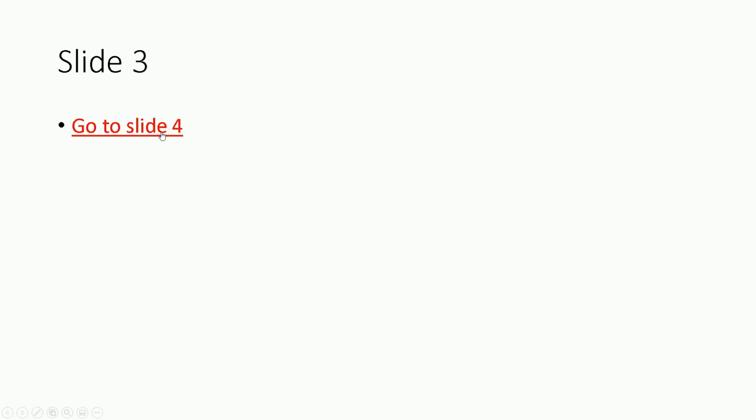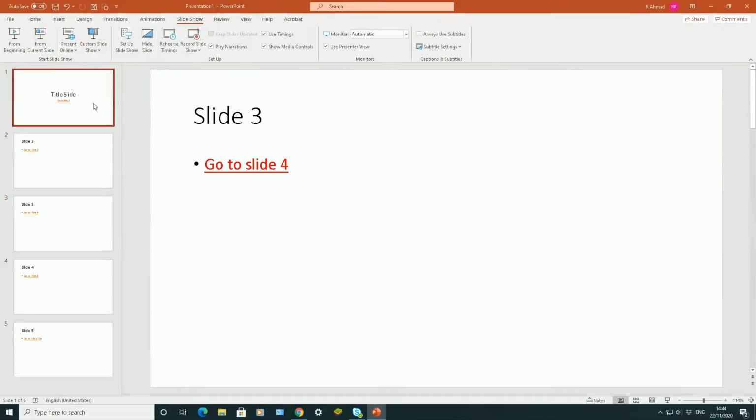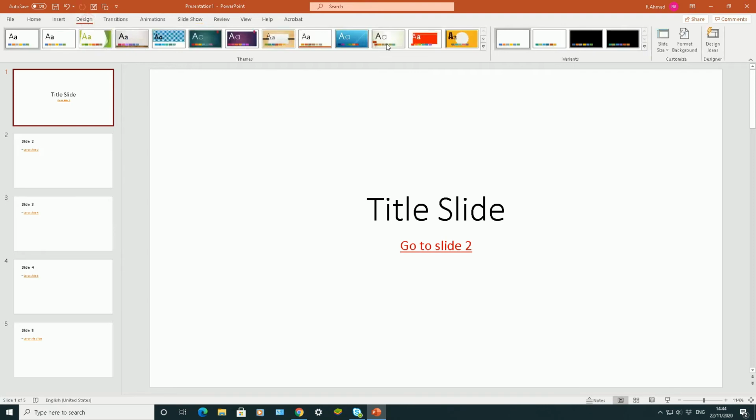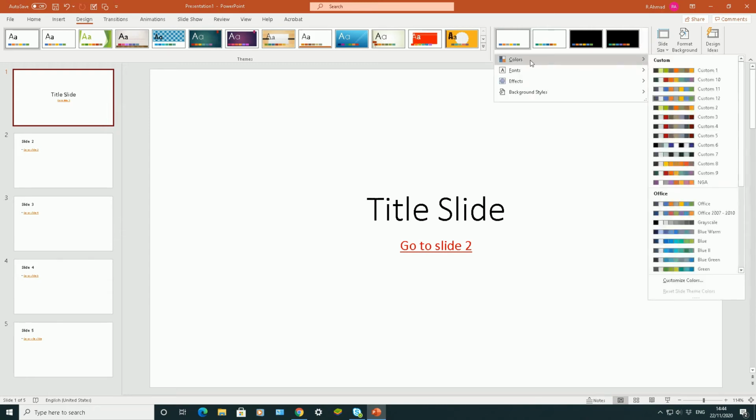And I'll show you now how to change the colors of your hyperlink. So go back into design mode. In the design tab at the top, click on that. Go across to the right side. Here under variants, click on this arrow, the more arrow, and go down to colors here. Now under colors, scroll down to the bottom where you've got customize colors here.